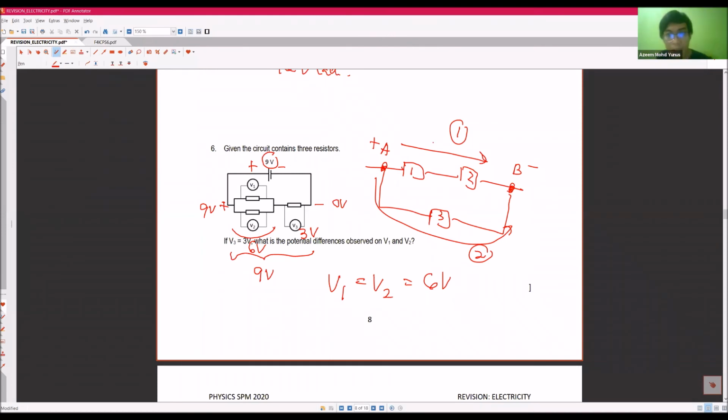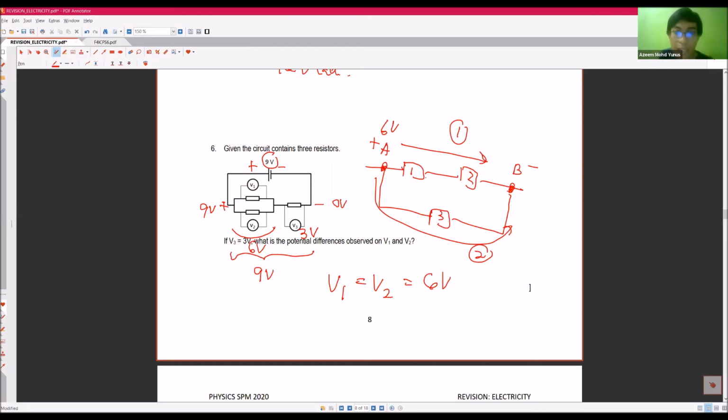Let's label it. That means path 1 and path 2 share the same 2 points, thus have the same potential difference. But in the first path, resistors 1 and 2 each have different potential difference values. Because if we assume that this is 6 volts, then 1 and 2 together contributed to the 6 volts, and 3 also contributed to 6 volts. So each individual resistor has a different potential difference than 6 volts.